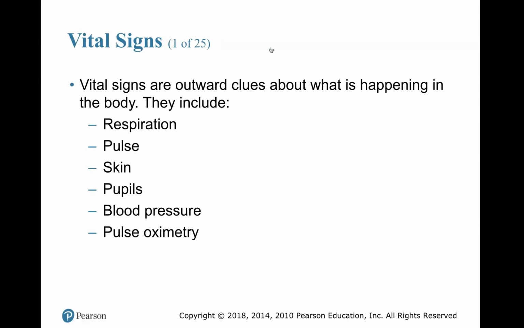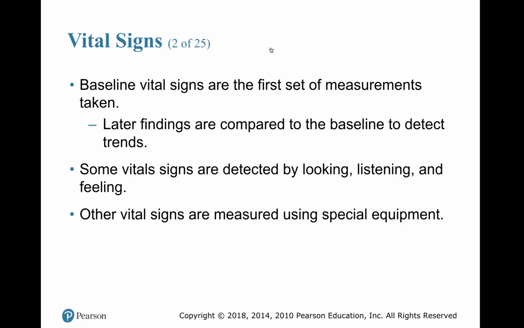Vital signs are the outward clues about what is happening in the body, and they include respirations, pulse, skin, pupils, blood pressure, and the pulse oximetry. Baseline vitals are the first set of measurements taken. Later findings are compared to the baseline to detect trends. Some vital signs are detected by looking, listening, and feeling. Other vital signs are measured using special equipment.